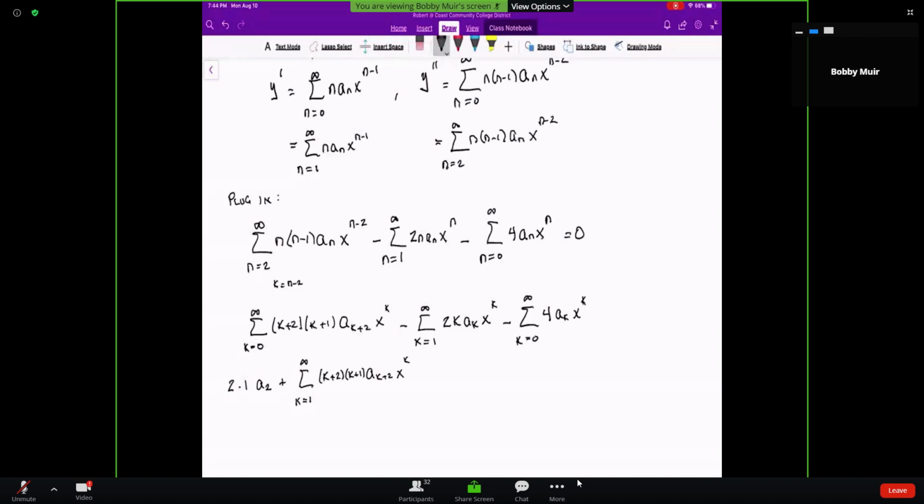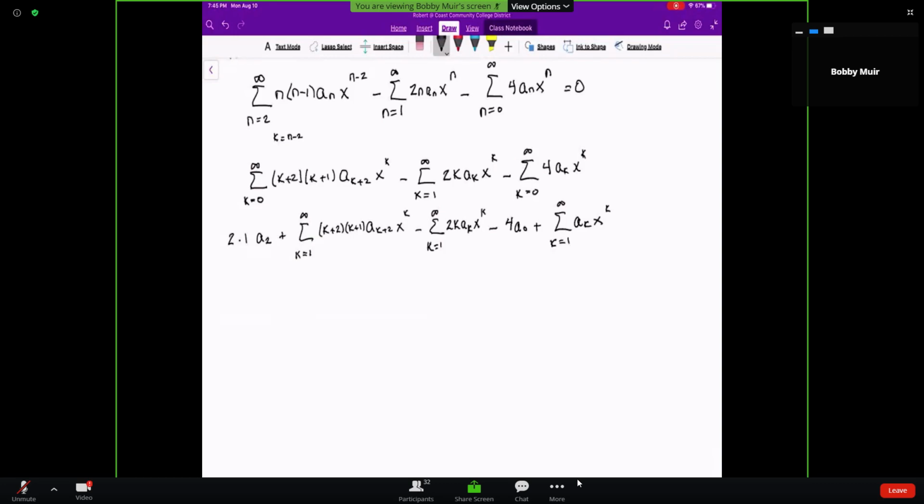Okay, now I don't have to pluck anything off of that one because it's starting with x to the first power, x to the k. Now this one, I'm gonna pluck off the first one. When k is zero, it's four a zero, x to the zero, plus the sum, k equaling one to infinity, ak x to the k. Okay, so now here's what we get.